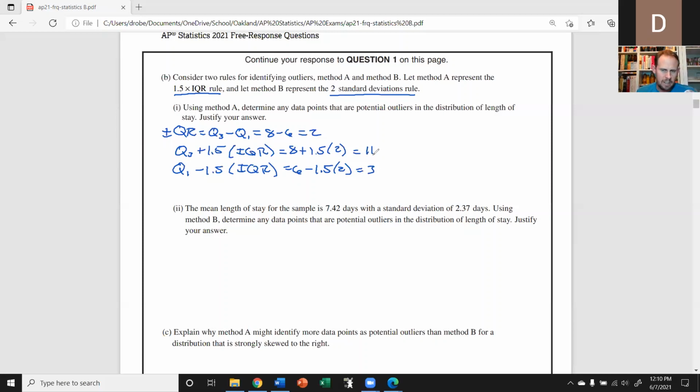All right. So anything above 11 or below 3 is a potential outlier.